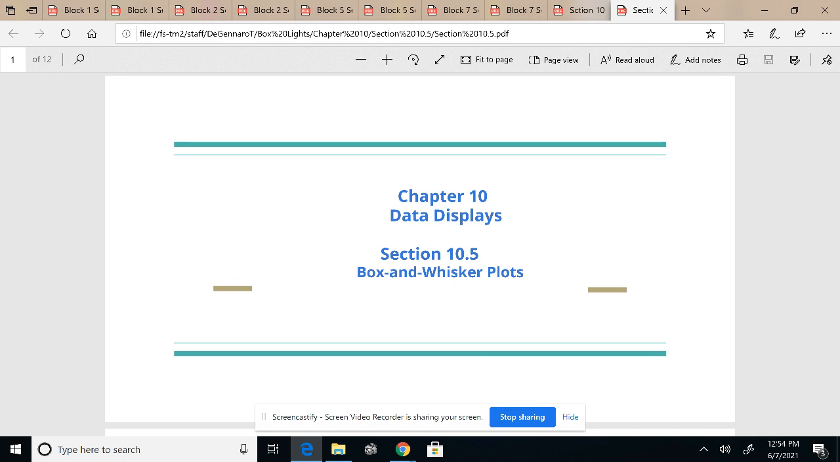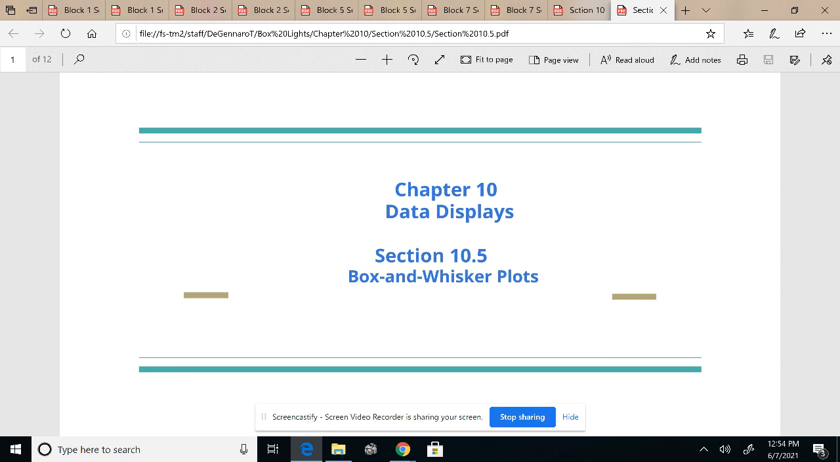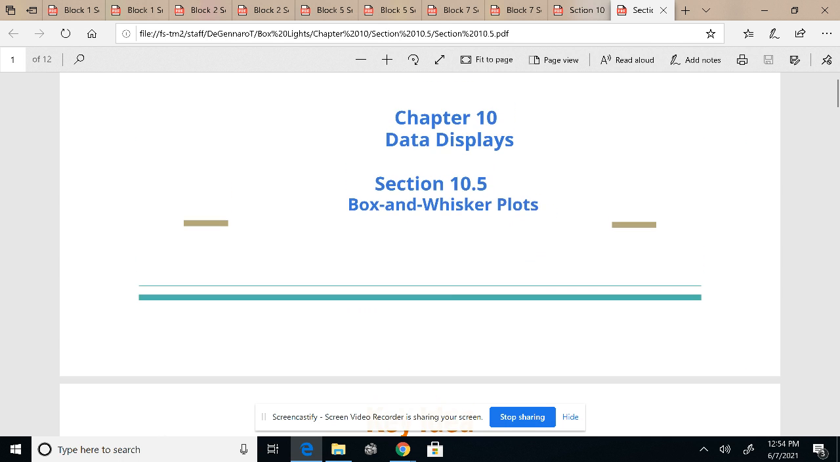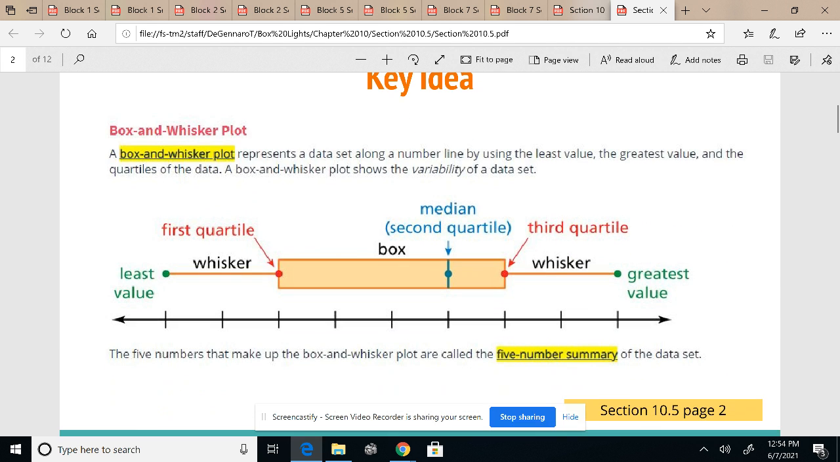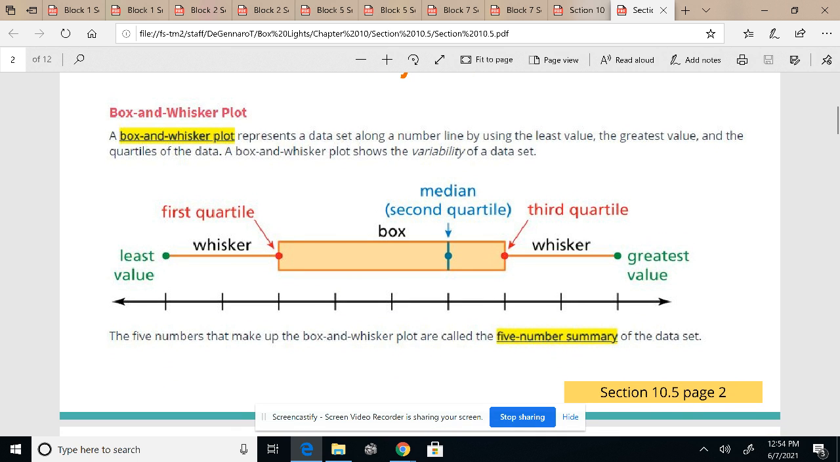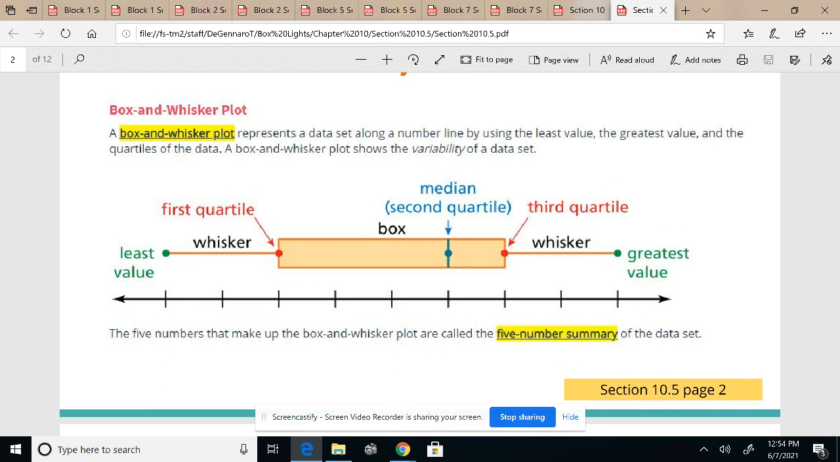Guys, so we are working with section 10.5, your last lesson for 6th grade of chapter 6, for your 6th grade year. So this is section 10.5, box and whisker plots. I know it looks like a lot, but you learned everything you need to know about a box and whisker plot. So here's my pen, here it is. Let me add my notes.